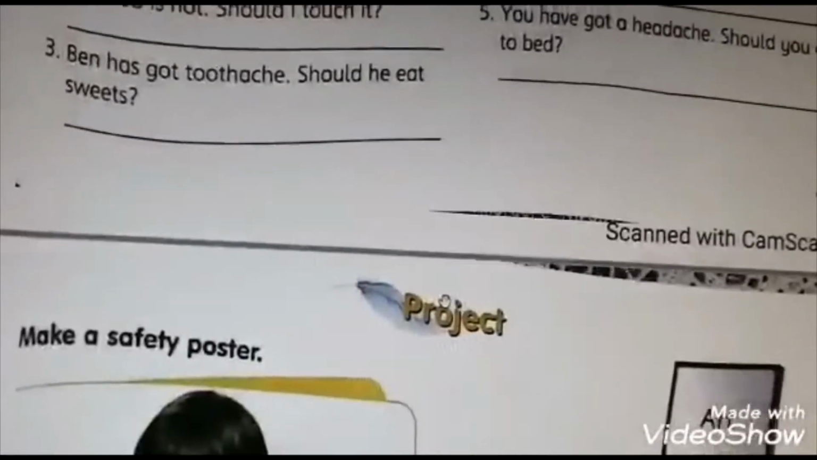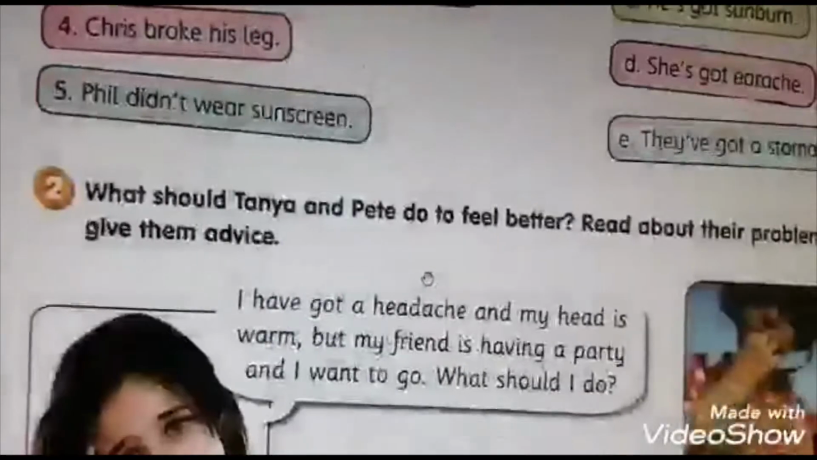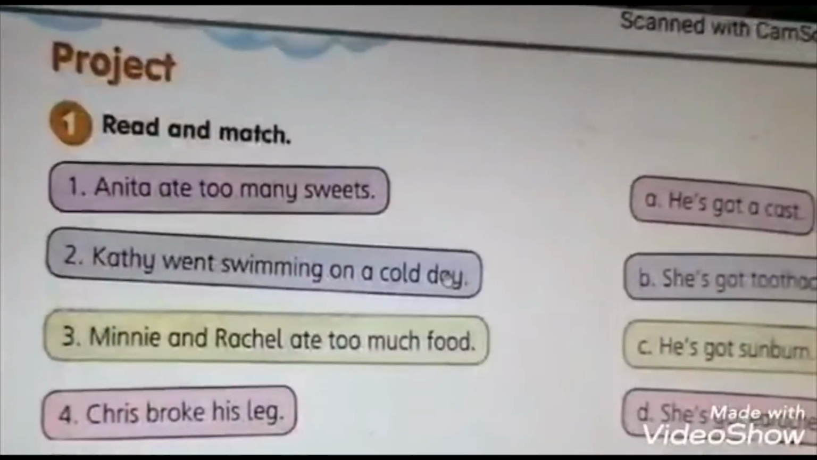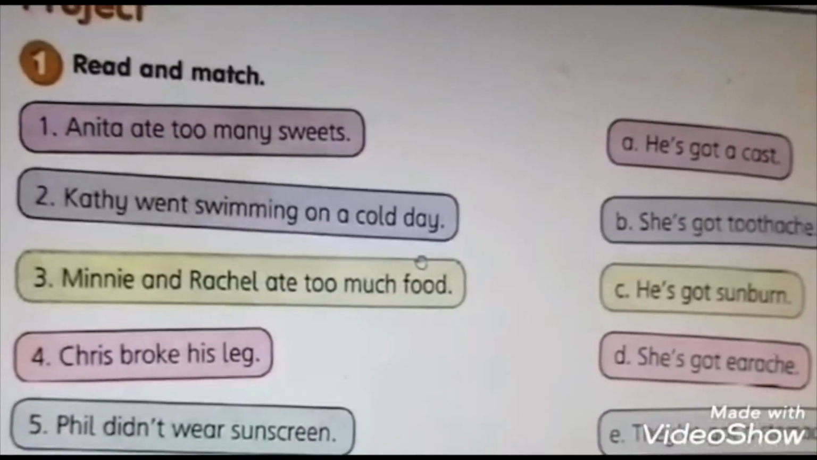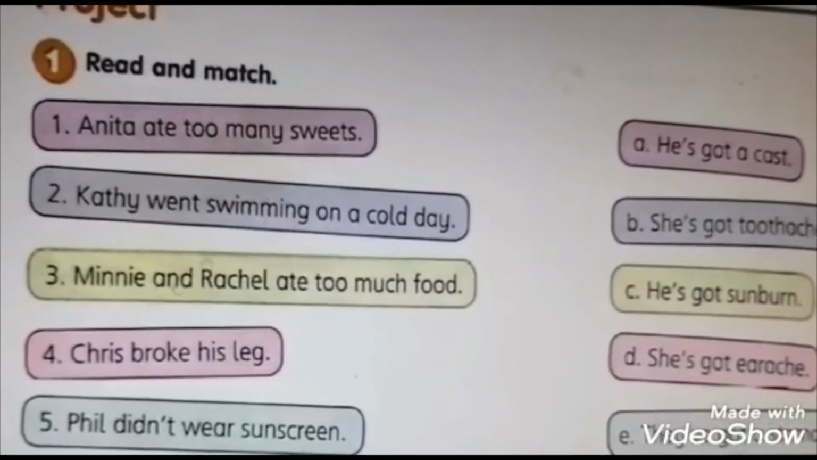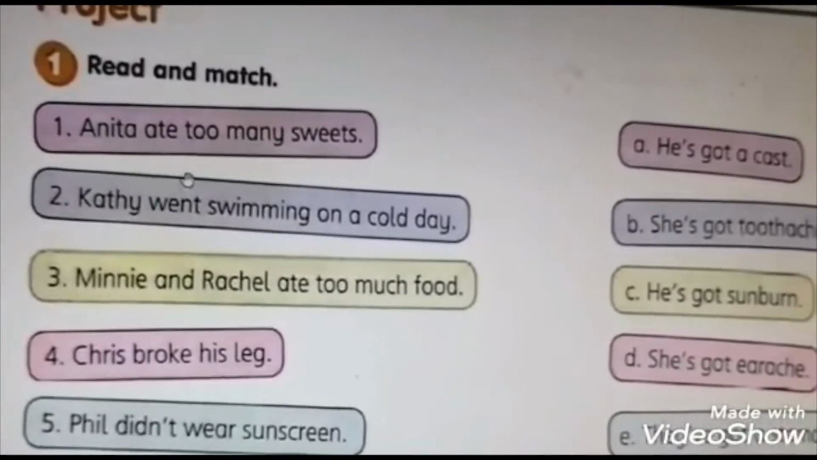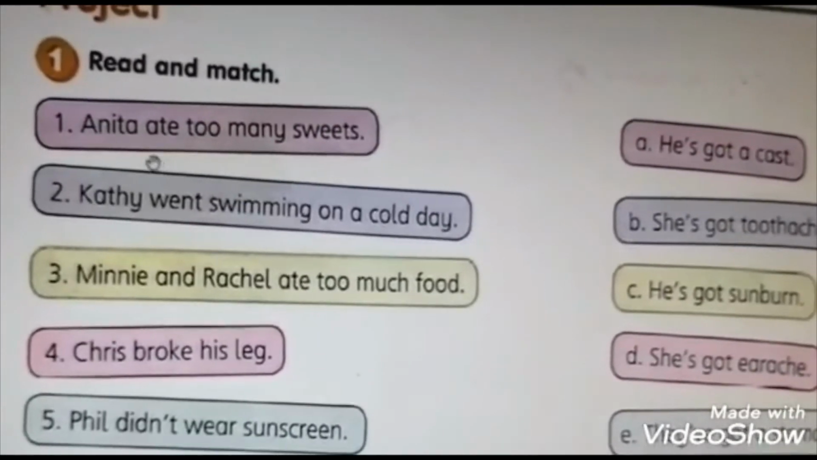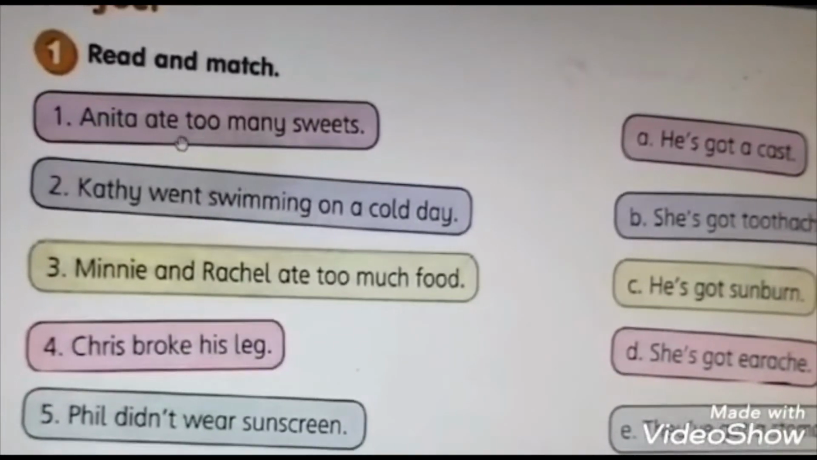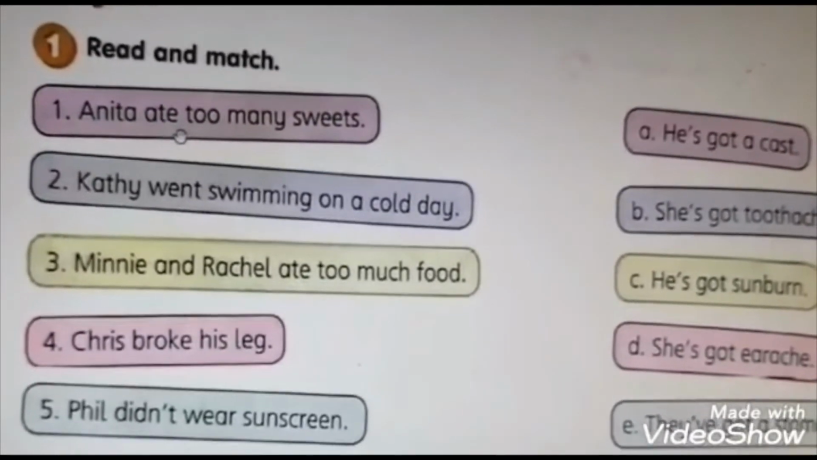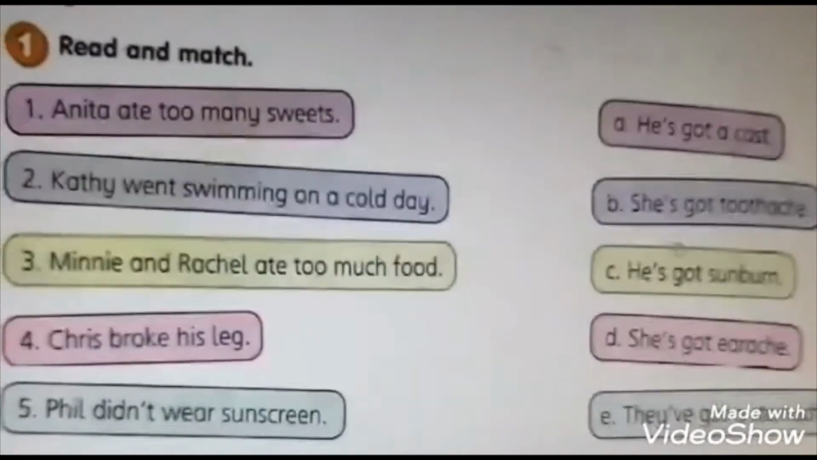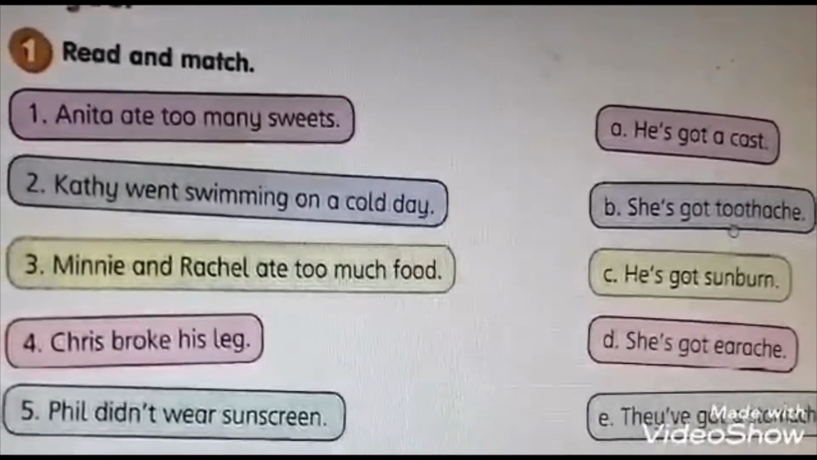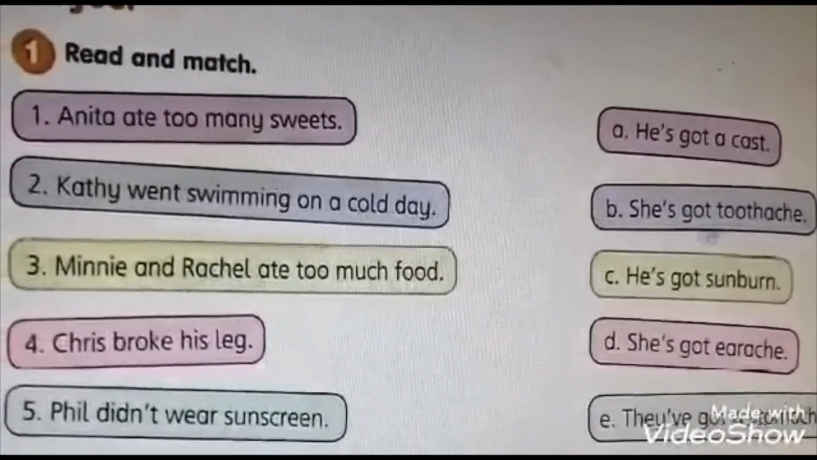Now let's have a look at the next page of your workbook. Workbook page number 89. Project. Read and match. So this is a cause and effect activity. Here are some causes and here are effects. You have to read the sentence and then match it with the effect. Number 1, Anita ate too many sweets. So what do you think is going to happen when someone eats too many sweets? Yes, you have to match with B. She's got toothache.